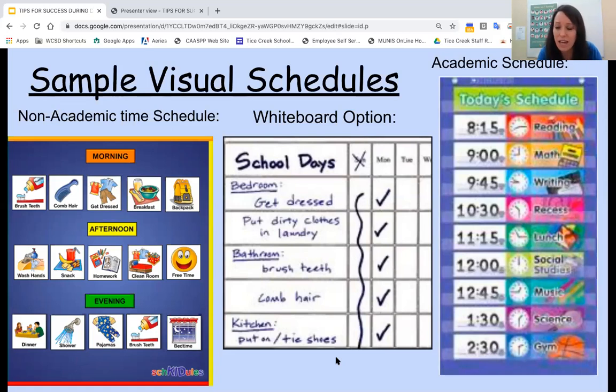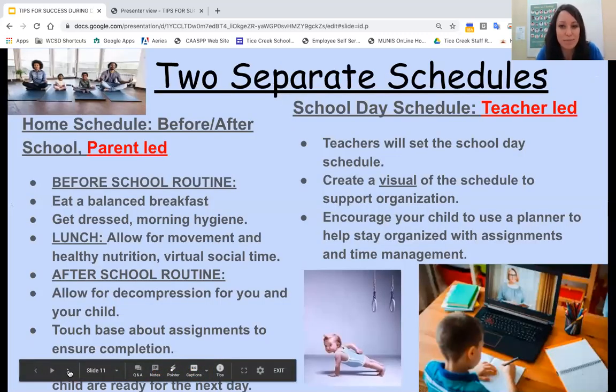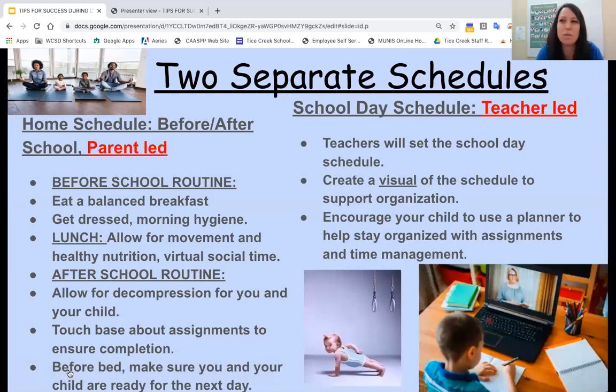And then on the right is the academic schedule, which I'll talk about on the next slide. But this is a visual of what the academics are going to look like. So for example, with elementary, it's got the reading, the math, and then the writing. For us at WCI, it would have the periods, which is also nice to make a visual, again, to just help alleviate any anxiety so that you know what's coming up in the day.